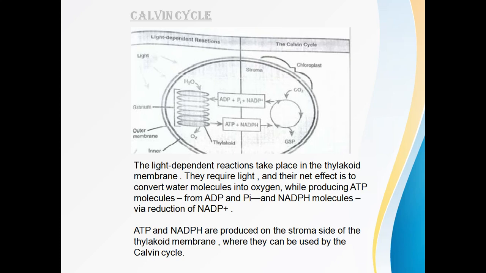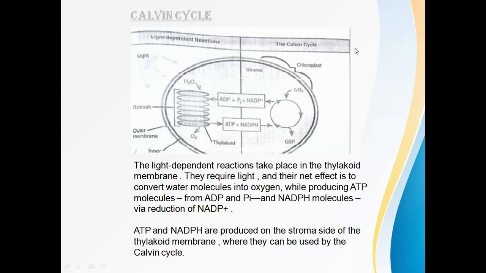The Calvin cycle will take place in the stroma, and it is taking the ATP produced during the reactions which take place in the presence of light. This side is absorbing light, and all that is occurring in the presence of light. So we are calling it light dependent reactions.